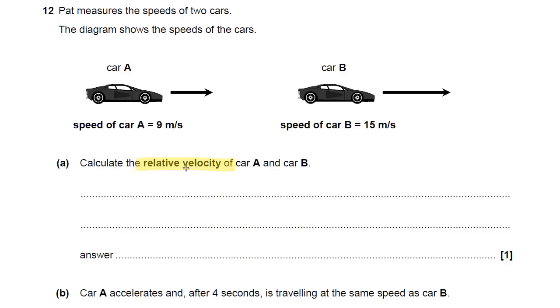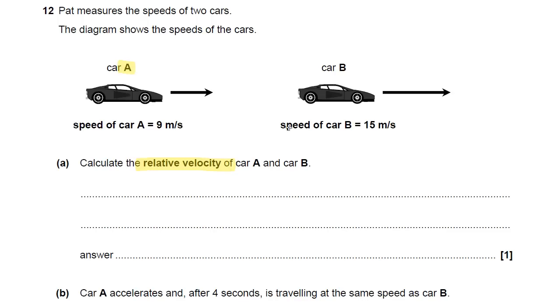So what does that mean? Relative velocity is what it would seem like if we were in a different position. So what would the velocity of car B seem like if you were on the position of car A? Have a little go at that, pause it now, and then I'll show you the answer.